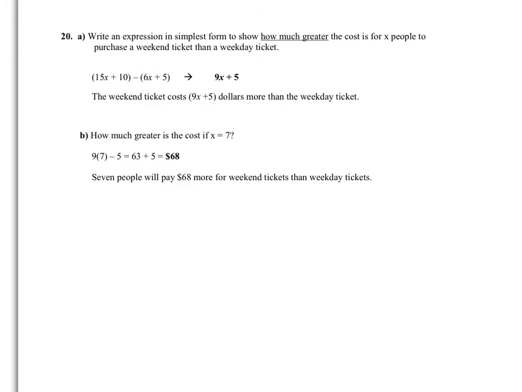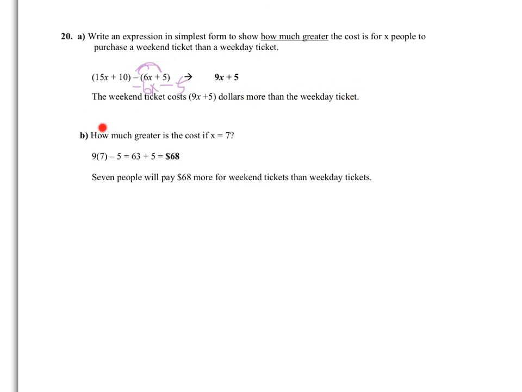So when we do that, we can distribute. So minus times 6x is negative 6x. Minus times positive 5 is minus 5. So now we have a positive 15 minus 6x. That's where you get your positive 9x. Positive 10 minus 5 is your positive 5. So there's your expression. Then you'd write it out because it is a word problem. Weekend tickets cost $9x plus $5 more than your weekday ticket.